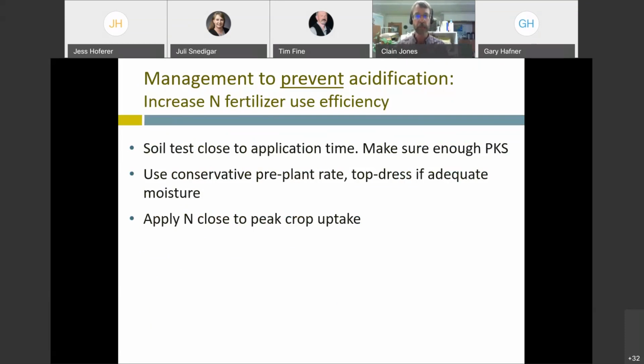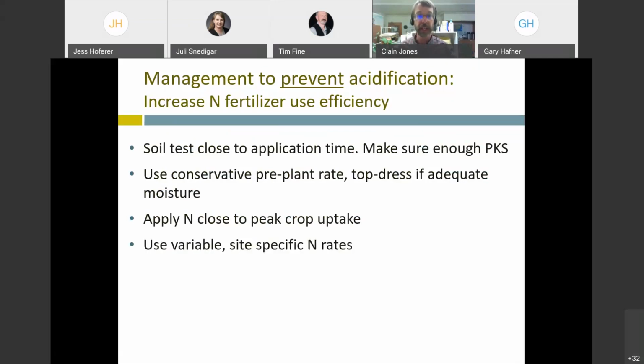I strongly recommend using a conservative pre-plant rate, so applying a little less nitrogen than maybe your crop would need in an average year. And then if it rains, apply a little bit more, either top dressing or maybe a liquid foliar application. Applying nitrogen close to peak crop uptake will help.